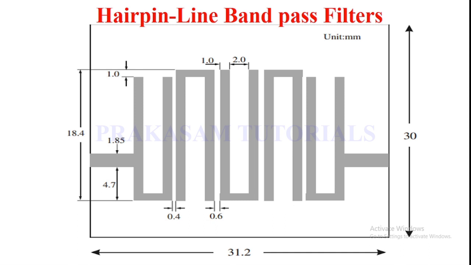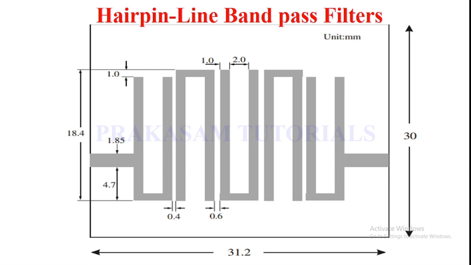Hairpin-Line bandpass filters are compact structures. They may conceptually be obtained by folding the resonators of parallel coupled half-wavelength resonator filters into U-shape. In my previous video, parallel coupled half-wavelength resonant filters were designed. This type of U-shape resonator is called a hairpin line resonator.